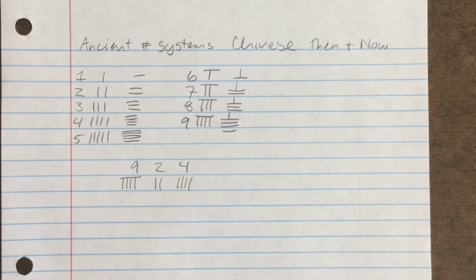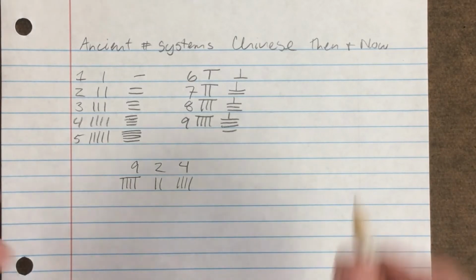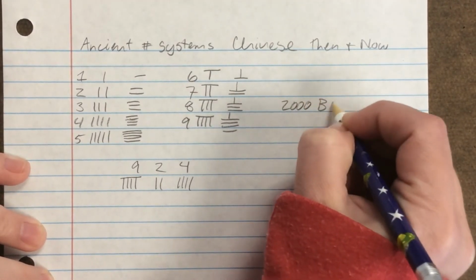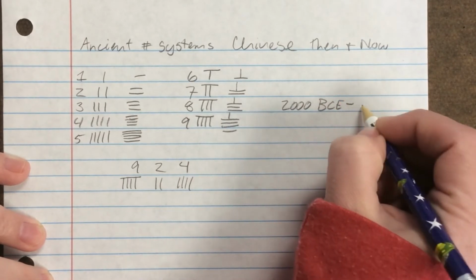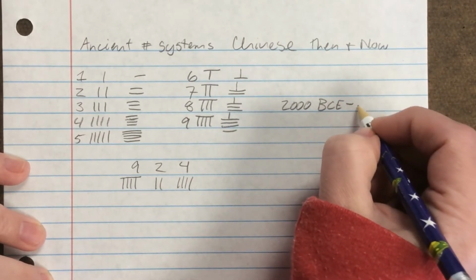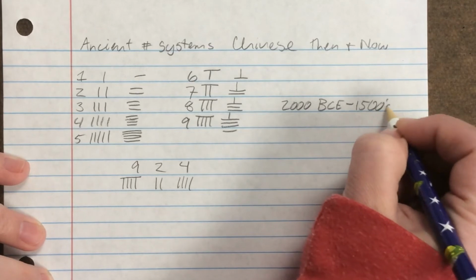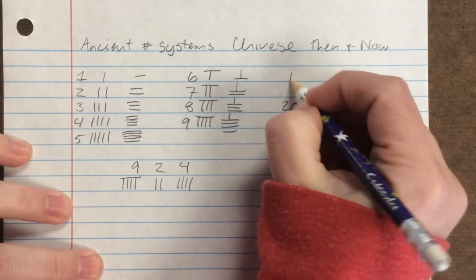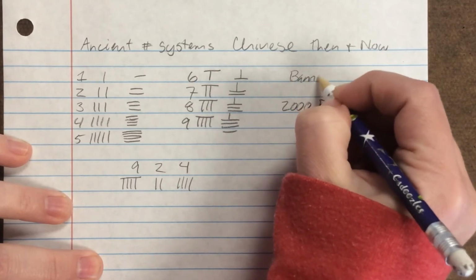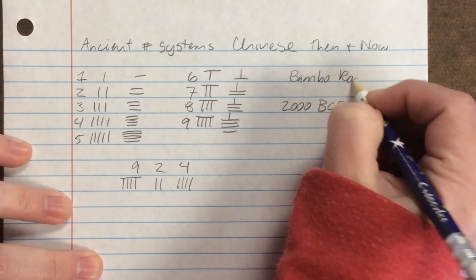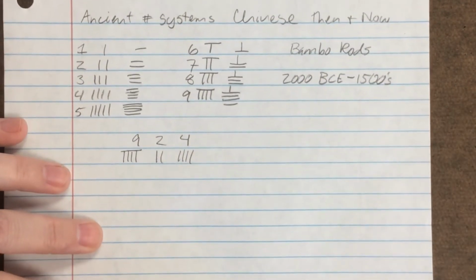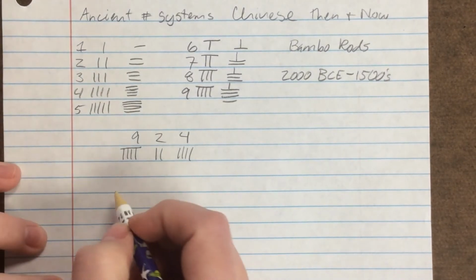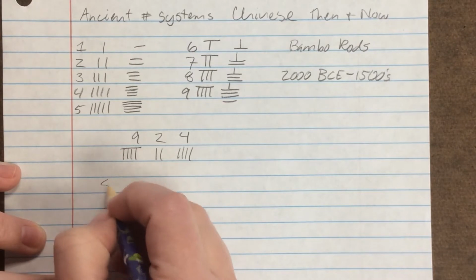And like I said, this was used from like 2000 BCE up until like the 1500s. They used versions of the bamboo rods. I'll write that down. Bamboo rods. Okay.